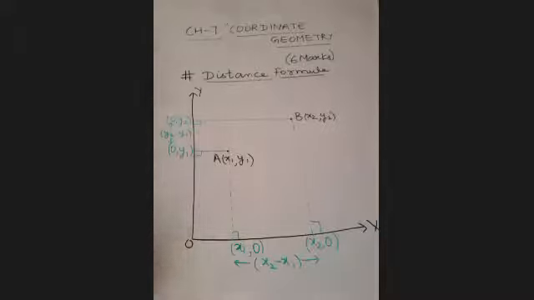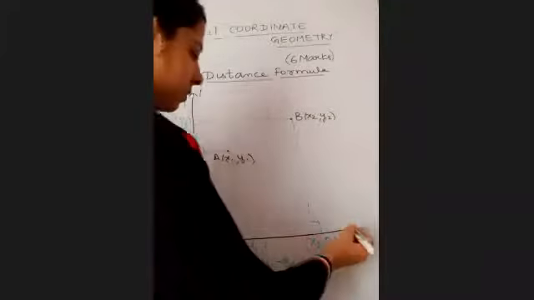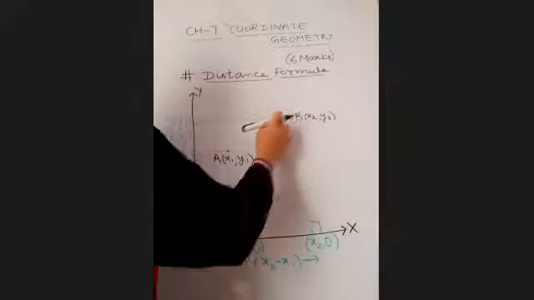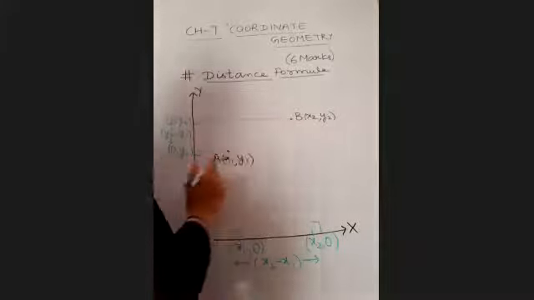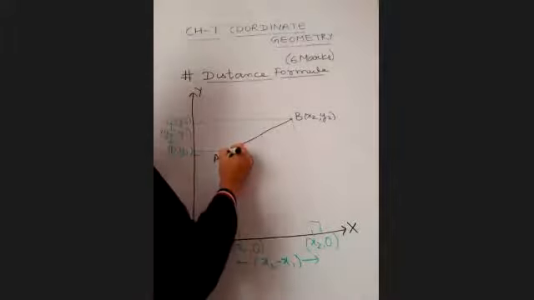Clear? We have not done anything new. All this we have already learned in class 9. Nothing new I have done so far. Let me just mark X here because that is going out of the screen. Clear? Now our interest is to find the distance between A and B. So this is what I need to calculate. What I will do is drop a perpendicular here.